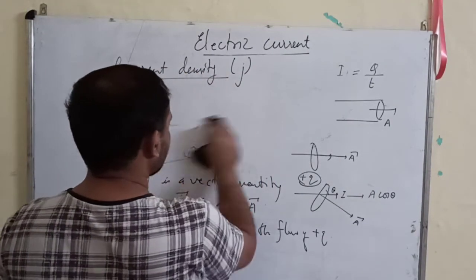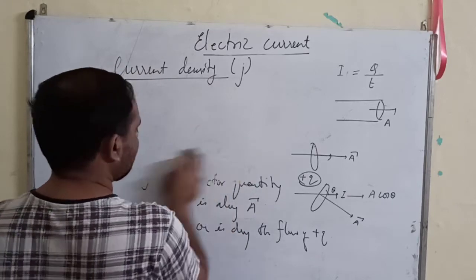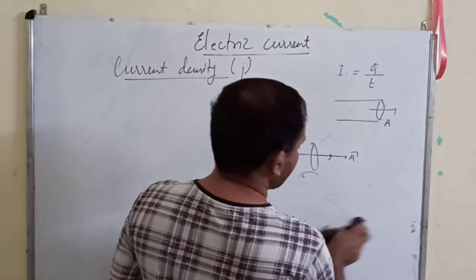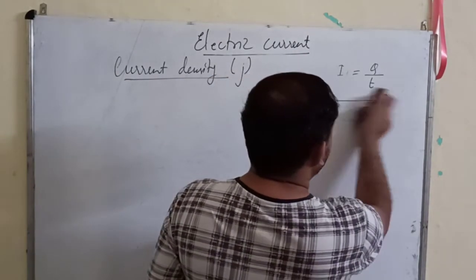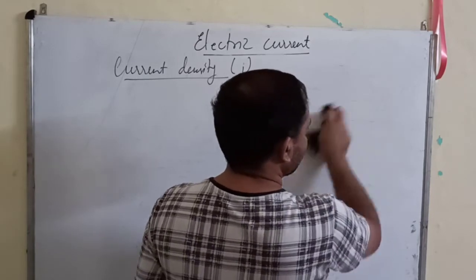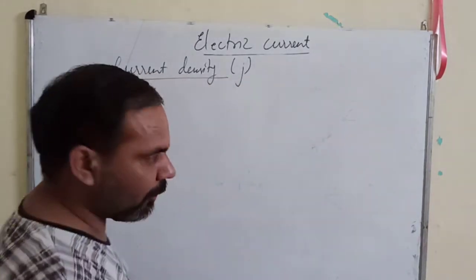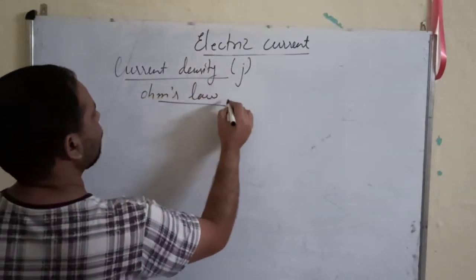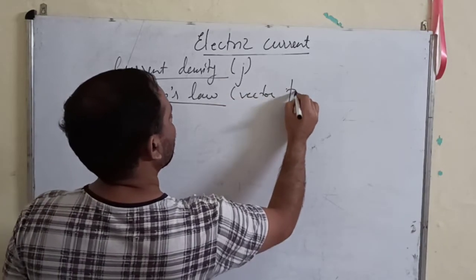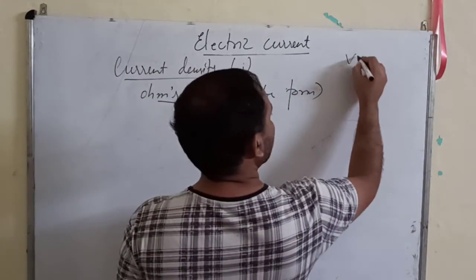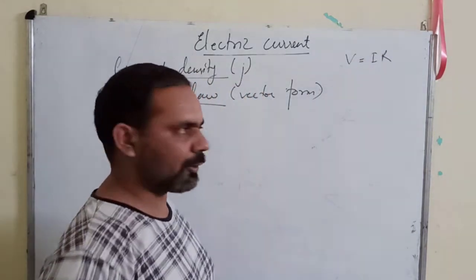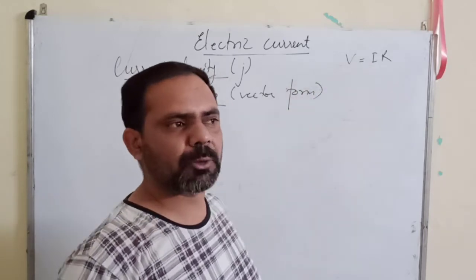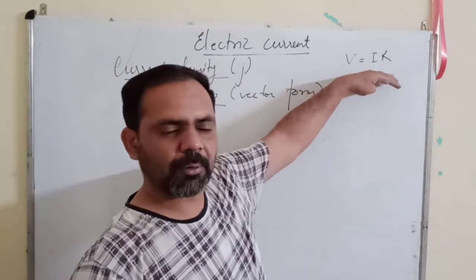Okay, now for today I will take the last topic and the rest we will discuss tomorrow. For today the last topic will be Ohm's law in vector form. What was the scalar form? Scalar form is V equals IR, because V is a scalar, potential difference is a scalar, current is a scalar, and R is also a scalar quantity. So this is the scalar form of Ohm's law.